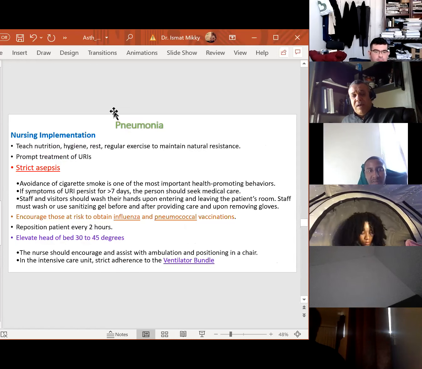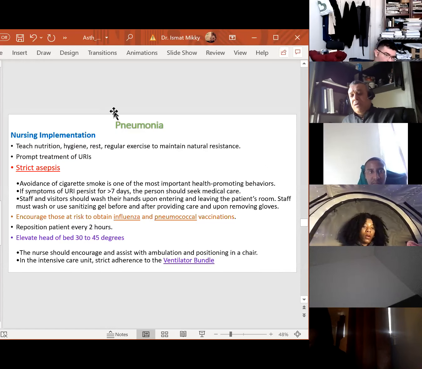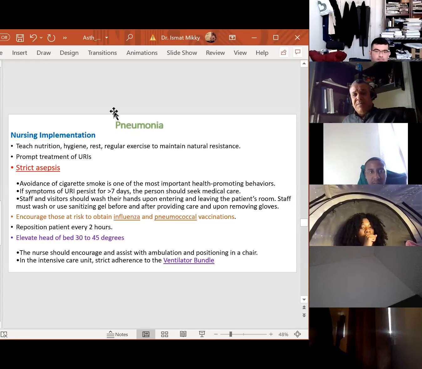And we have here at the bottom of this slide the ventilator bundle. These are in the ICU, the intensive care unit. For patients on mechanical ventilation, by maintaining strict aseptic technique and asepsis, we want to prevent this pneumonia from happening, which is VAP, ventilator-associated pneumonia.